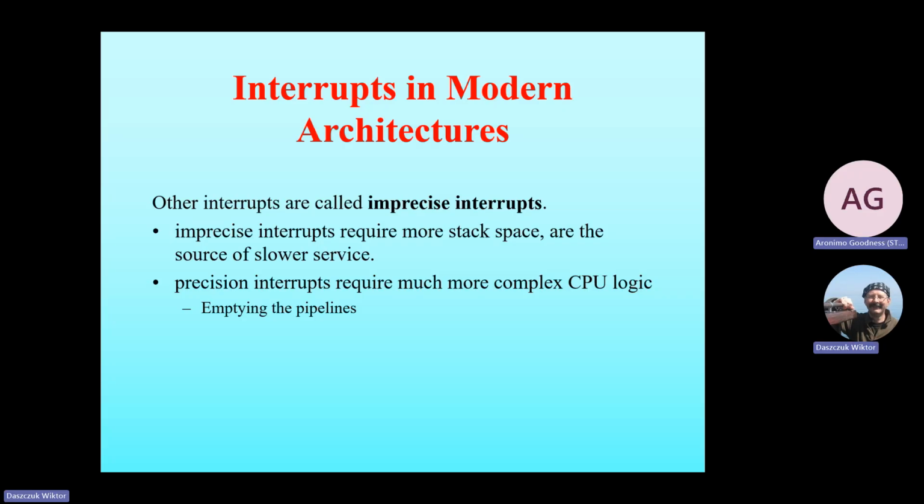And when starting the interrupt handler, we have a clear situation. No instruction is in progress. It's one technique.